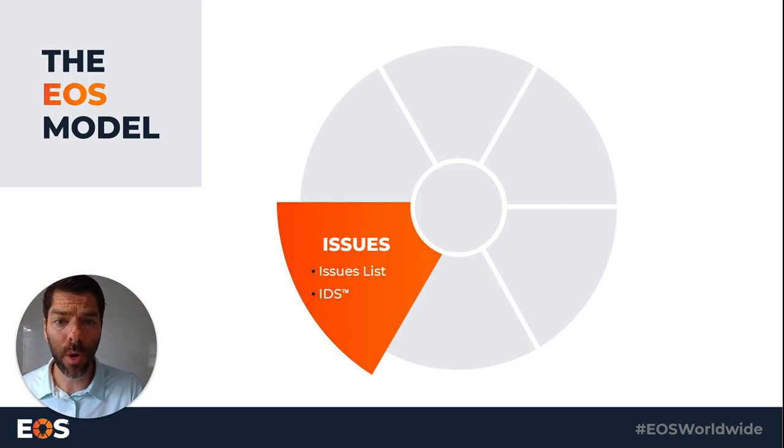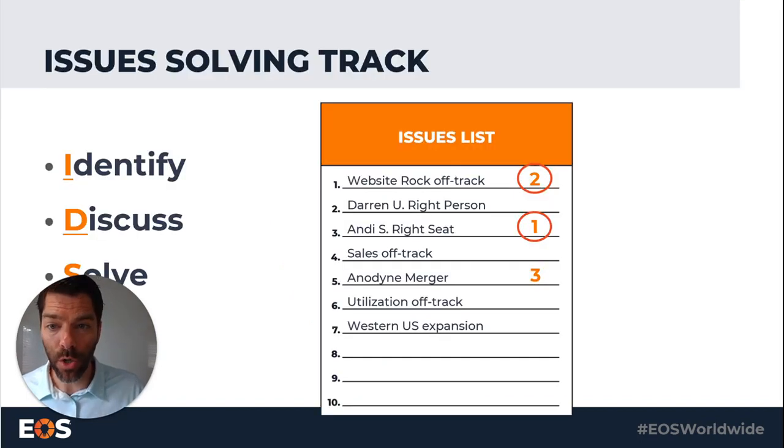And so with the issues component, the 2 tools we use to strengthen the issues component, first there's an issues list. We need to get all of your issues out on the table, creating an open, honest culture where everyone feels comfortable raising their hand and saying, we got an issue over here. Ultimately, once we've gotten all those issues out, we use a tool called IDS to solve your issues at the root. IDS stands for Identify, Discuss, and Solve.